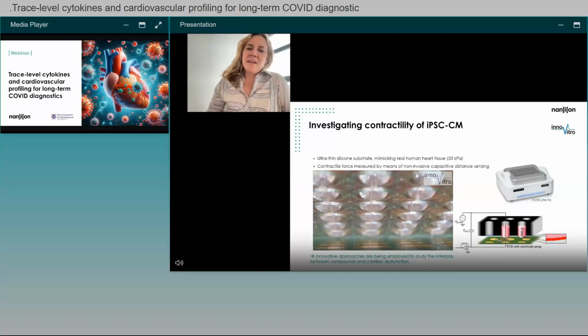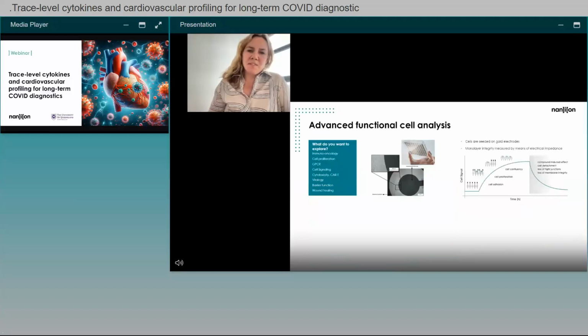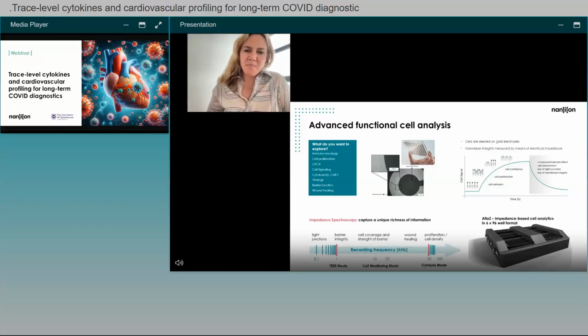And indeed, there is more to these impedance-based systems. There is more to be investigated next to contractility of cardiomyocytes, because basically any cell type which adheres to a cell culture substrate and gold electrodes can be measured with this impedance-based technology. So one very advanced and interesting method is so-called impedance spectroscopy.